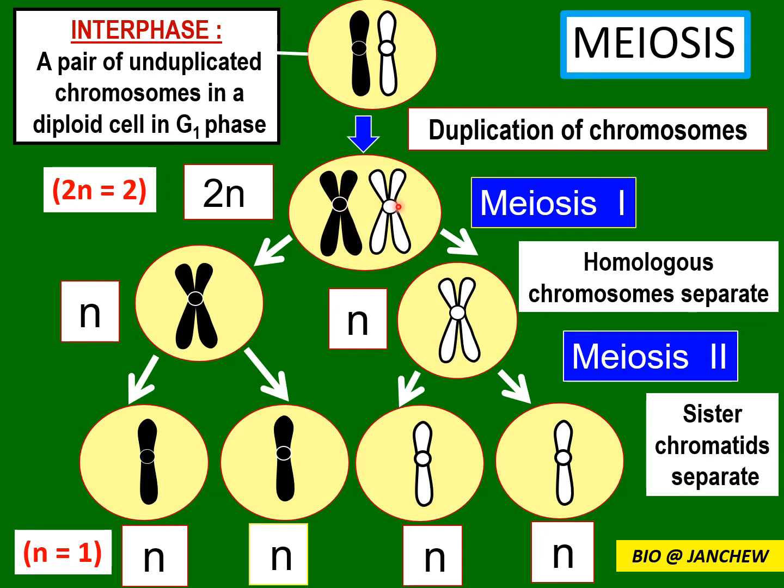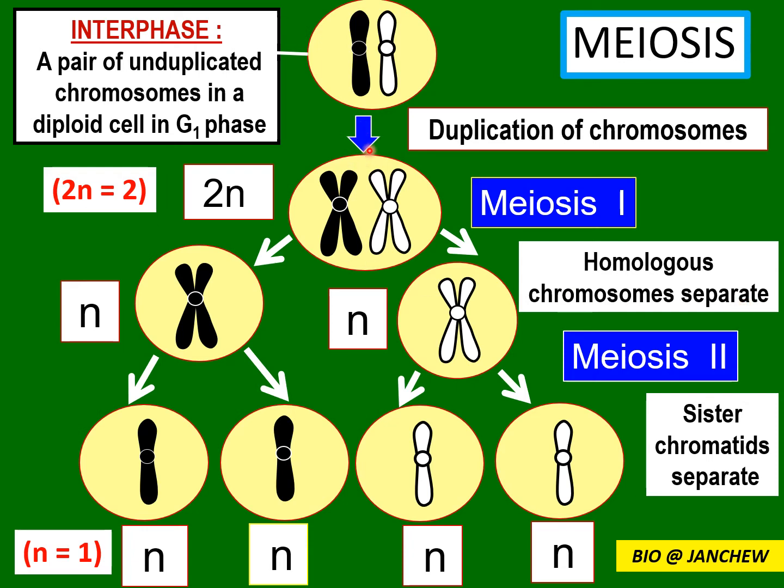Okay, so 1, 2. Now what happens in meiosis 1, the first nuclear division? During the first nuclear division, the homologous chromosomes here will separate from each other and move to different poles. Maybe this black chromosome moves to the pole on the left, and this white one goes to the pole on the right, when the spindle fibers shorten and contract and pull them apart. This happens in the phase called anaphase 1. Homologous chromosomes separate and move to opposite poles of the cell.